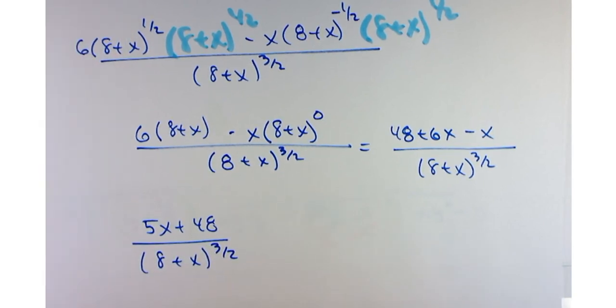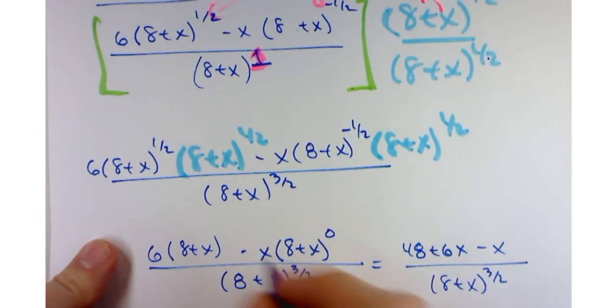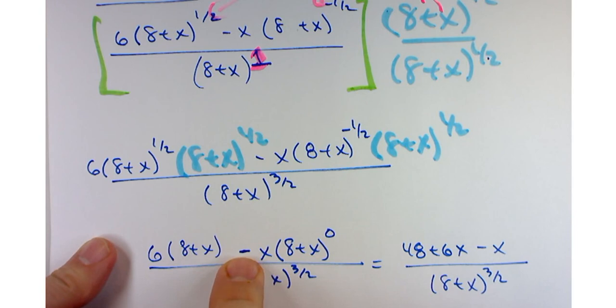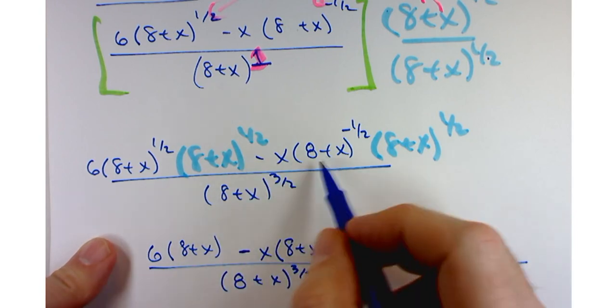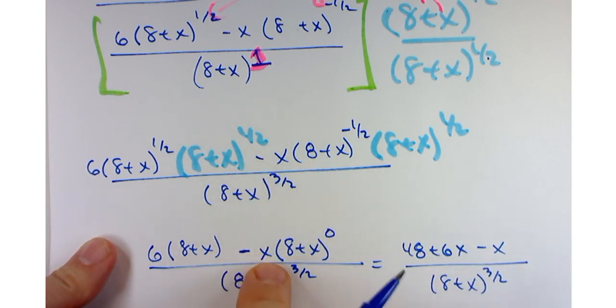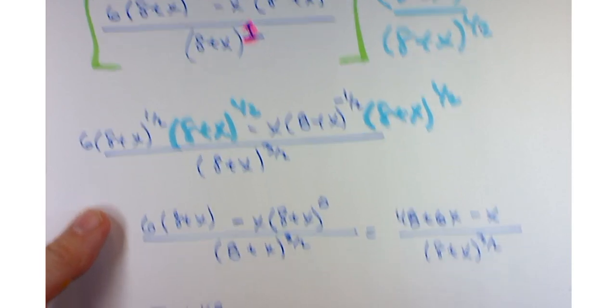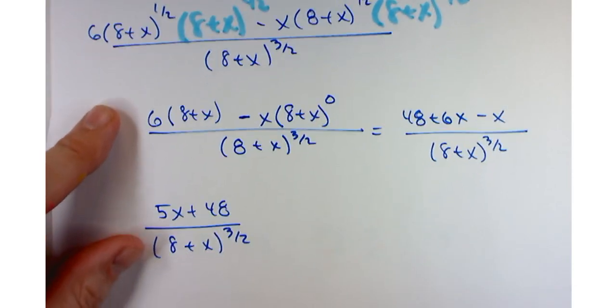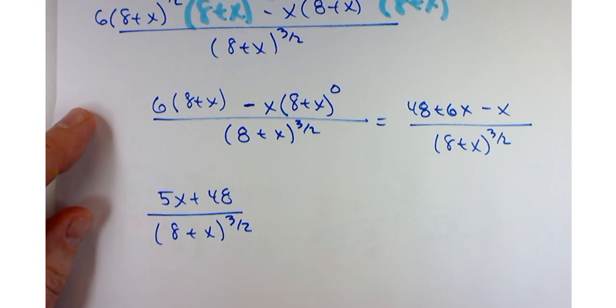Why is it minus x in the numerator? Because it came from this term right here. That's where the minus x came from. Now, if this was a 0, you're still stuck with the minus x. Anything else on that one? Looks good. Thank you. You're welcome.